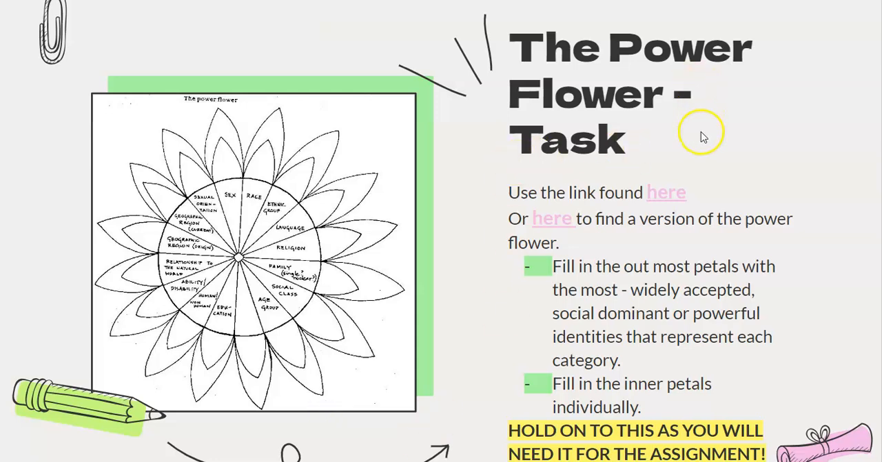So what you are going to do is, using the link here or here, find a version of the power flower. It should look similar to this image. You're going to fill in the outermost petals with the most widely accepted social dominant or powerful identities that represent each category, and fill in the individual petals for yourself. And you really need to hold on to this because you need this for the final assignment, okay, for that blog. Because the power flower can be very eye-opening and emotionally draining for some when they realize how connected or disconnected they may be, I do want you to take some time to work on this. So this is where we're going to stop for today.